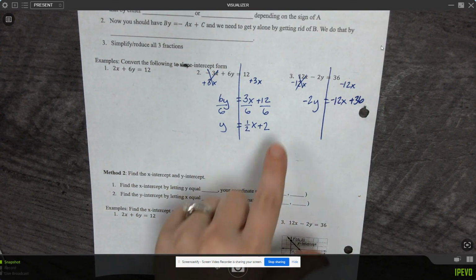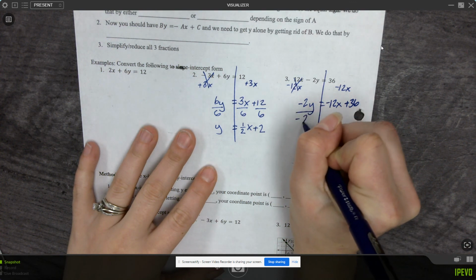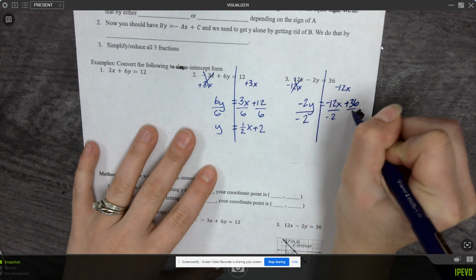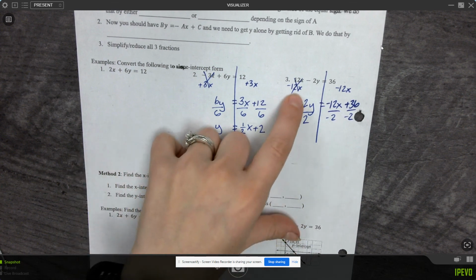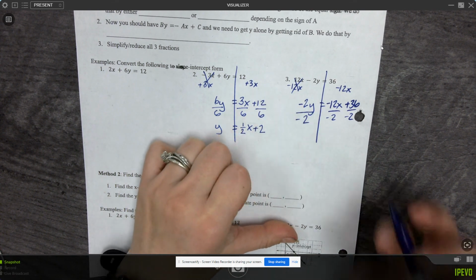Now we need to get your y by itself. We need to get rid of this negative 2. Since it's negative 2y, that means negative 2 times y. So you get rid of timesing by dividing everything by negative 2. Negative 2. That's going to cancel out 2 negatives. And your 2 divided by 2 is going to be 1, leaving you with just y.